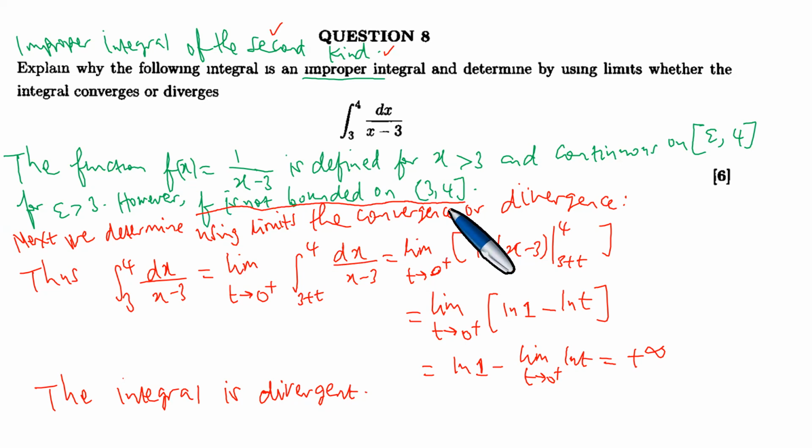You also look at the fact that the function f of x, which is 1 over x minus 3, is defined for x bigger than 3, but the function is not defined at 3. The x we're dealing with is between 3 and 4. It's defined for the x's that are bigger than 3, and it is continuous on the interval that starts from epsilon to 4. We don't put 3 here, but we put epsilon to 4, for epsilon strictly bigger than 3.